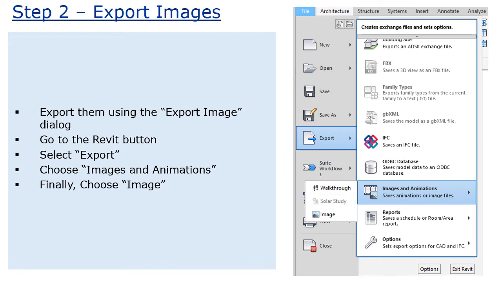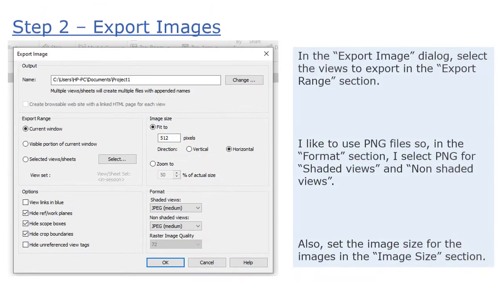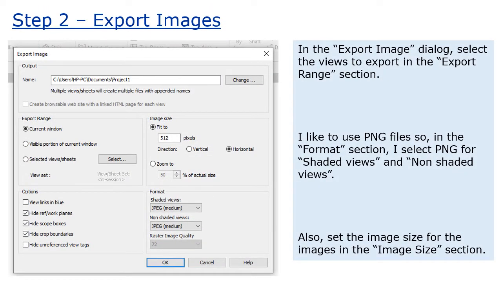Go to the Revit button. Select Export. Choose Images and Animations. Finally, Image. This will launch the Export Image dialog. In the Export Image dialog, select the views to export in the Export Range section.